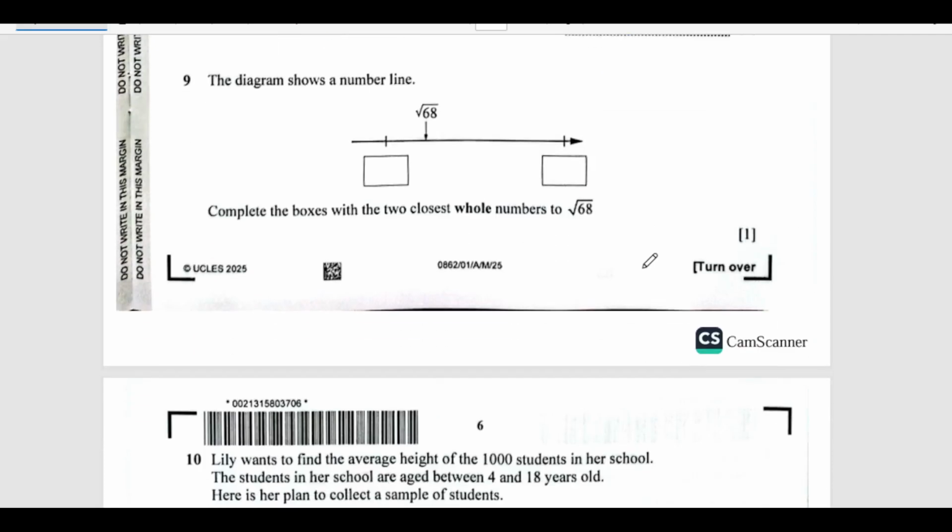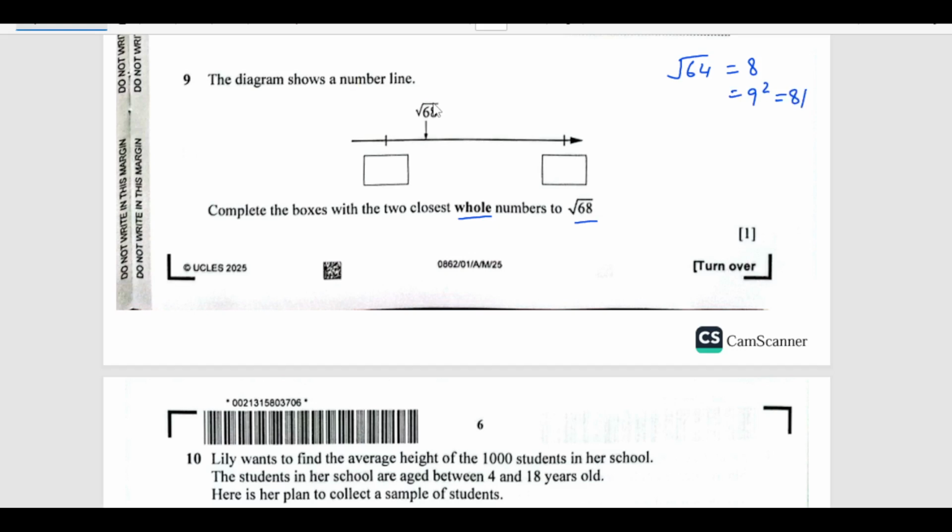Okay. Now, number 9, the diagram shows the number line of square root 68. Here you can see we have root 68 on the line. Complete the box with the two closest whole numbers to root 68. Now, if you see, this is nearest to 64. The square root of 64 should be 8, right? And after this one, the next one is going to be 9. 9 squared is going to become 81. So, the nearest numbers are 8 and 9.